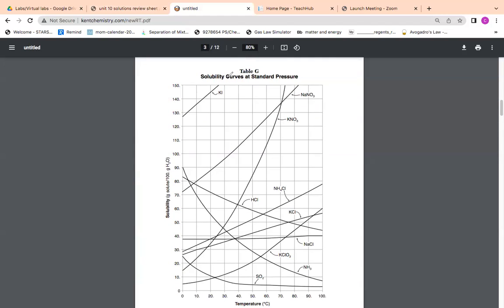Okay, so the original conditions that they gave us in the little description was 90 grams in 100 grams of water. Always check that. You'll see why. We're gonna have a few questions like that. And we were at 65 degrees Celsius. And then we cooled down to 15 degrees. Okay, so we want to know how much will settle out or precipitate out. So we're looking at, again, KNO3.